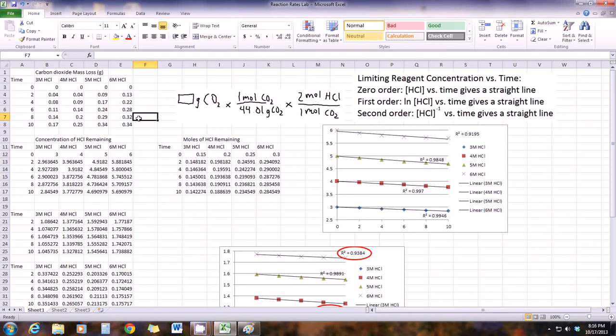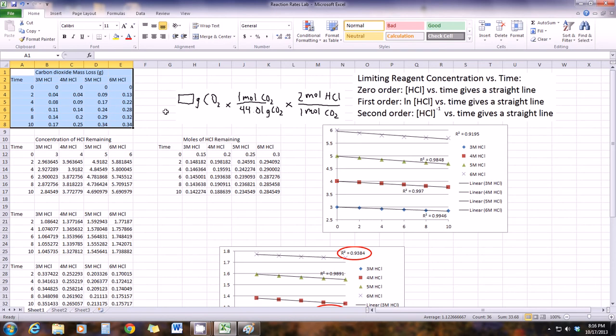Here's the data from the lab. Basically, if you look at the first data set here, I just found the mass of carbon dioxide that was lost after each period of time by subtracting the mass that you were left with from the mass that you started with.